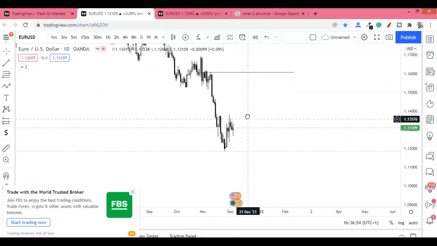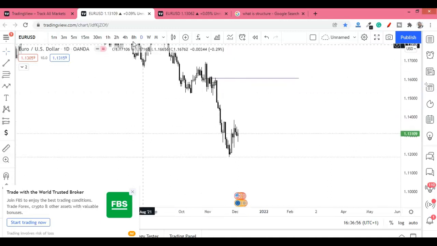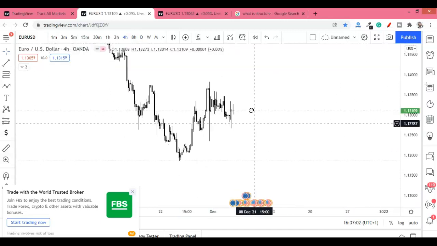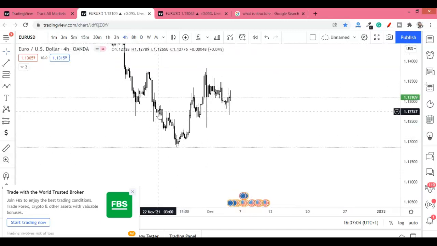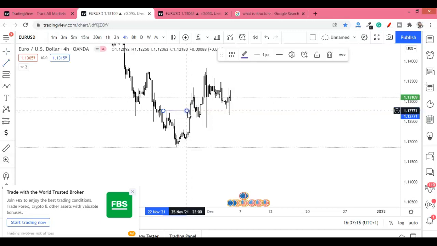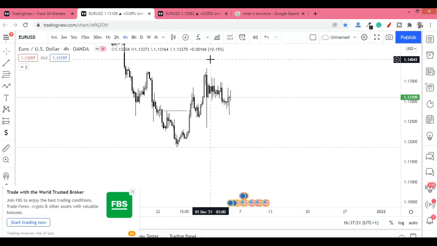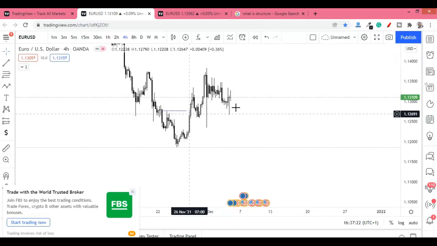Okay, now if you look at the 4 hours, you can see that we have a change in trend from here, because after a series of lower low and lower high, what happened to price? There was a break of structure here, which shows a shift in the trend. Okay, is this a major break?